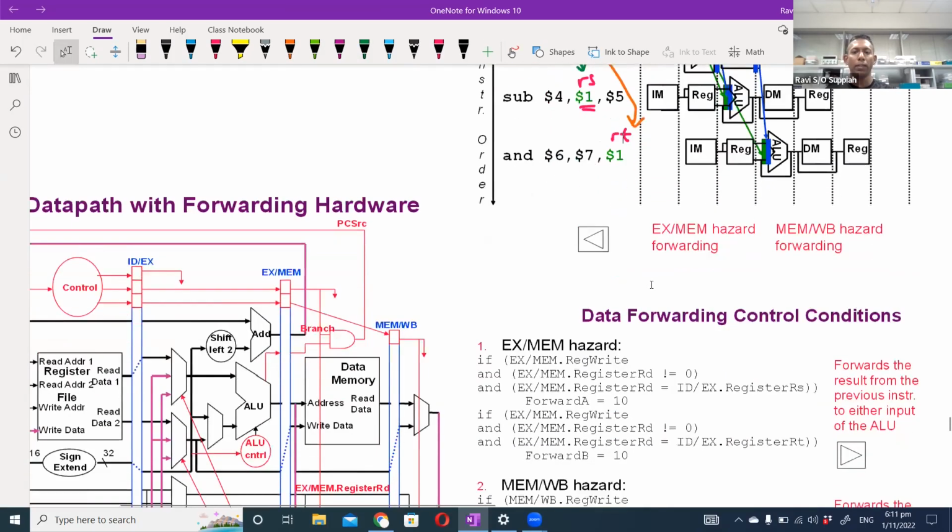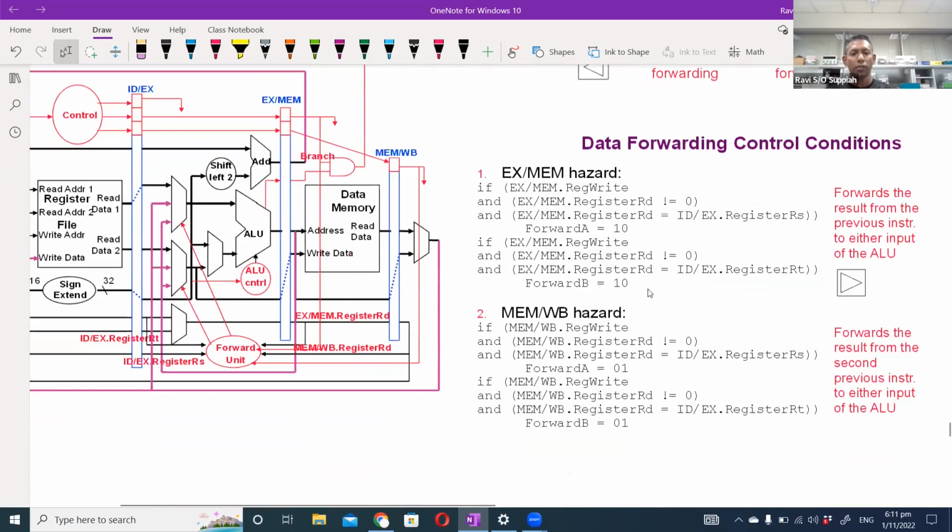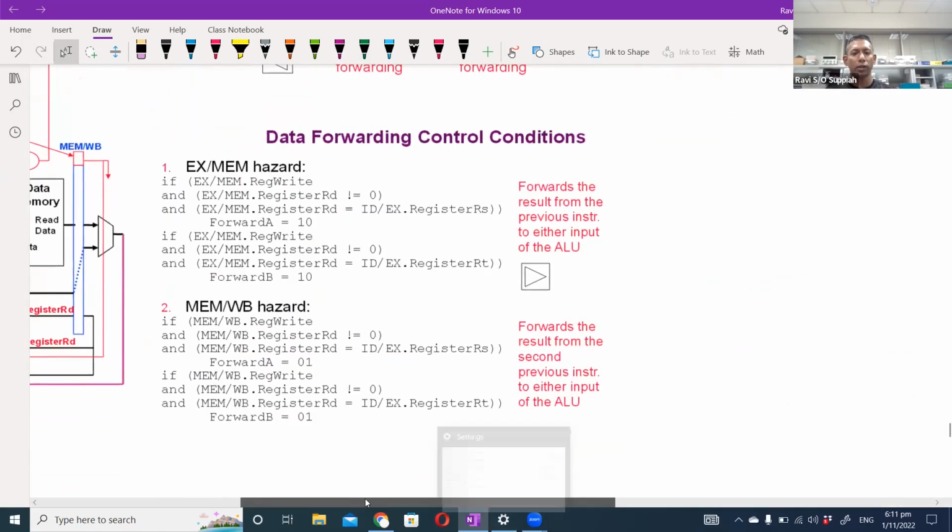Now, how will I implement this in the code? Let's look at the code side.